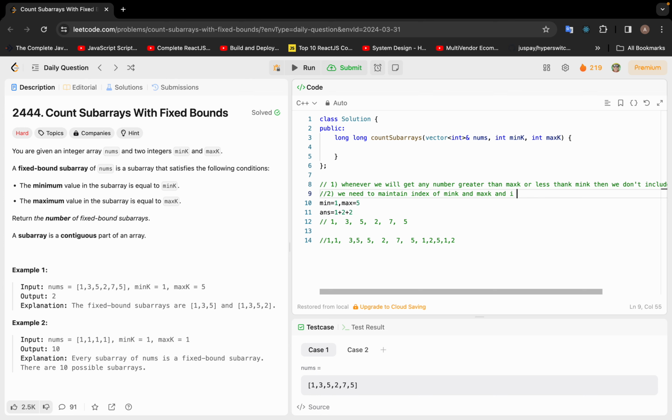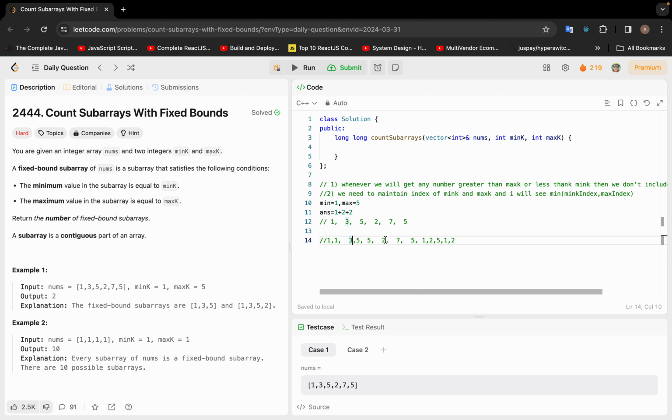Whenever I need to include any element, I will see the minimum of both indices, the min k index and the max k index, that is, at which minimum index both can be present. So in this case, the 5 case and the 2 case, the minimum index is at 1, because 5 can be here, so 1 at 1.